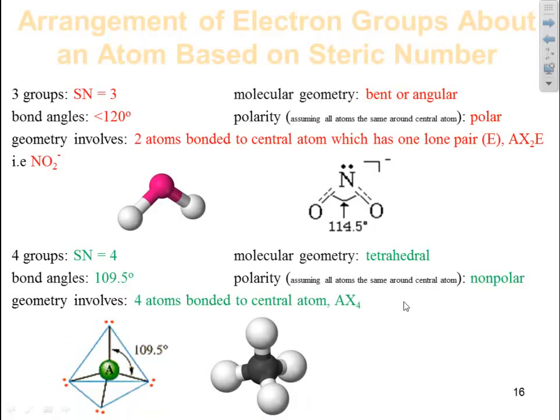Geometry involves 4 atoms bonded to the central atom, an AX4 arrangement. Example, methane. You have your carbon in the middle, and you got one hydrogen in the plane this way, one in the plane this way. This one going into the paper, this one coming out. So your vectors will be all pointing, in this case, inward, all canceling out.